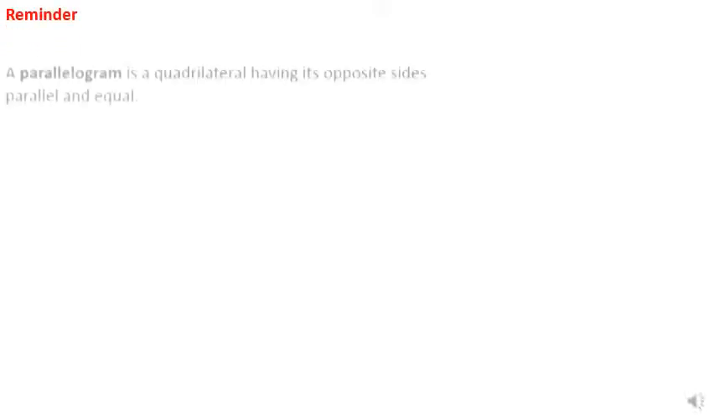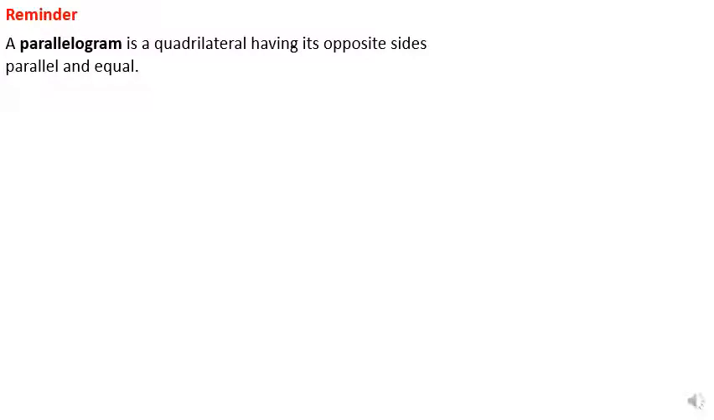Just a quick reminder, in the previous video, we talked about the parallelogram, and we said that the parallelogram is a quadrilateral that has its opposite sides parallel and equal. The diagonals bisect each other, the opposite sides are parallel, the opposite sides are equal, the opposite angles are equal, and the adjacent angles are supplementary.